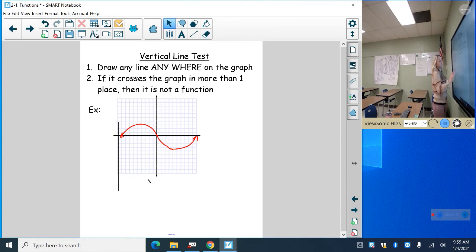My function is in red, and I'm going to take this vertical line and think to myself, does it only hit the red line once all the time? And the answer is yes. It only hits one time. That means, yes, this is a function. If it crosses the graph in more than one place, then it is not a function. If it only hits once, then it is a function. So when I bring this back and forth, we can say, yes, this is a function.